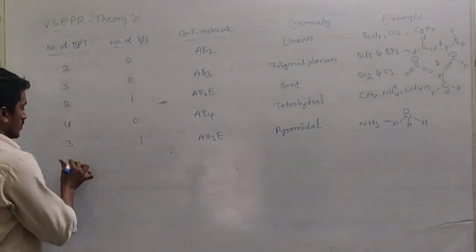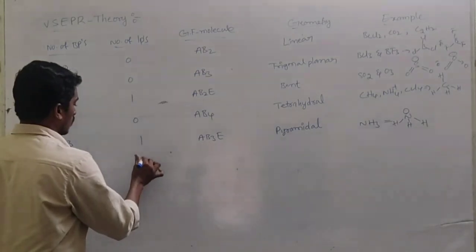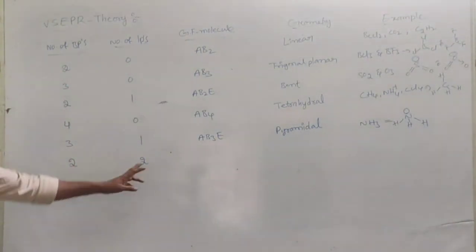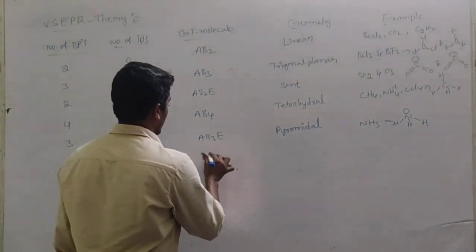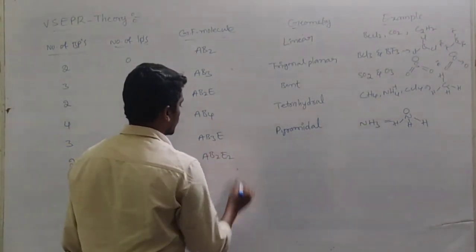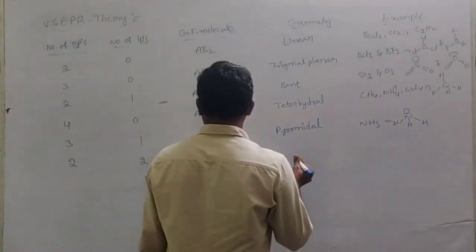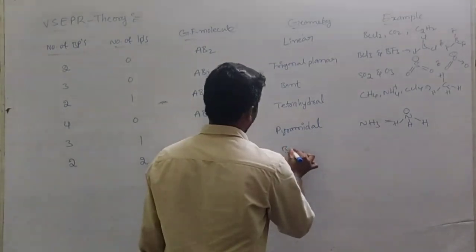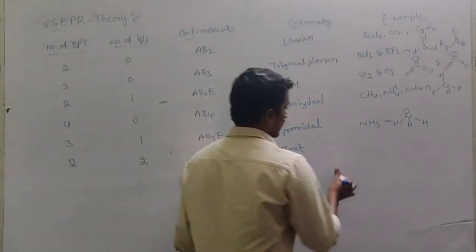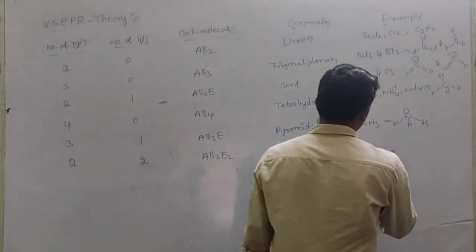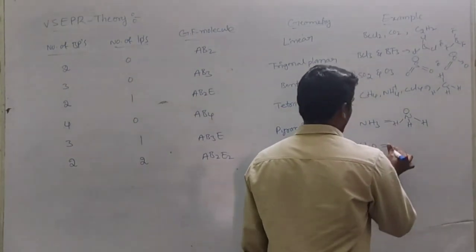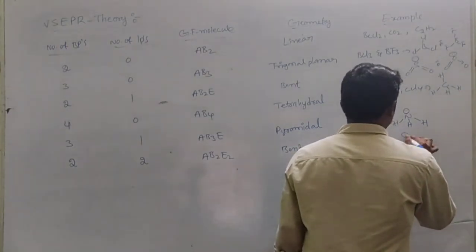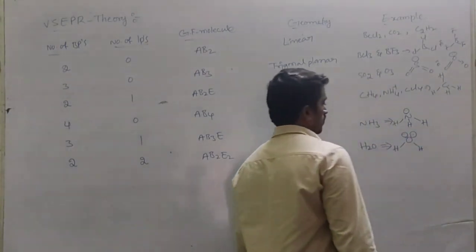Next one, a molecule has two bond pairs and two lone pairs. If any molecule has two bond pairs and two lone pairs, its general formula AB2E2. So geometry is bent shape, and its example is water. Its structure, this is the shape of water molecule.